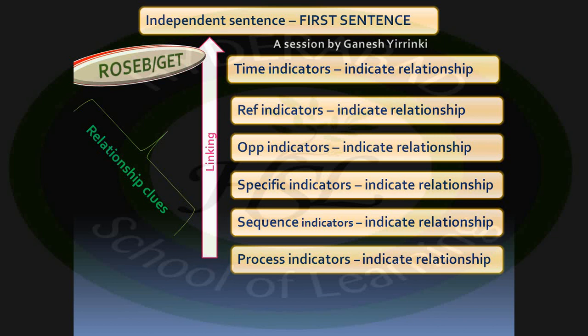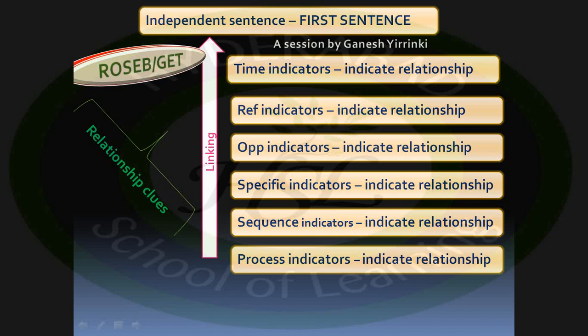Now let's understand, once you get the first sentence, which is called the independent sentence, it introduces a person, place, or a thing. Once you get the first sentence, the challenge is how we can actually sequence the next sentences, as second, third, fourth, and fifth, based purely on the relationship. So here I wrote relationship clues. You need to understand which sentence has a clue indicating a relationship with the previous sentence.